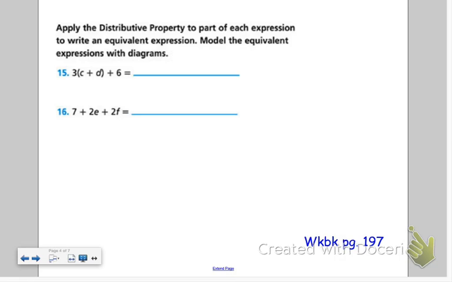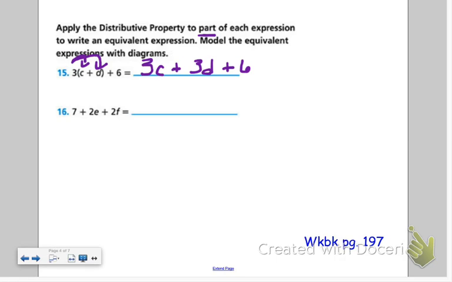Okay. Now, looking at numbers 15 and 16, we're going to apply the distributive property to just part of each expression to write an equivalent expression. Model the equivalent expressions with diagrams. So now we're going to also come up with diagrams. If you look at number 15, I see parentheses in there. And when you see parentheses, look carefully, because you might see an opportunity to do some distributing. Here, I can take this 3 and I can distribute it to the C as well as the D. So that's going to be 3 times C plus 3 times D, and of course plus 6.